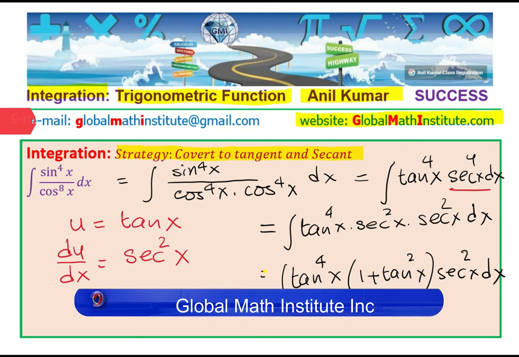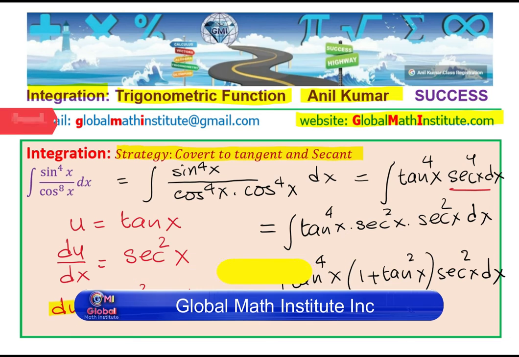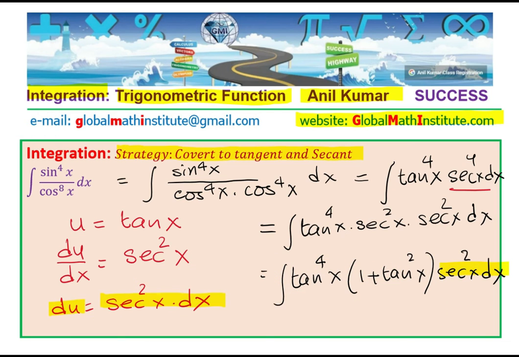Perfect. Now, clearly, as you can see, we have du, which is secant square x dx, right? So that means we can substitute this portion with du. As far as tan is concerned, we have already substituted u, and therefore we can easily integrate the expression. So I hope you understand the technique.